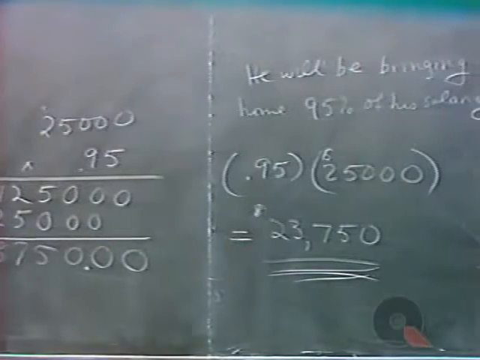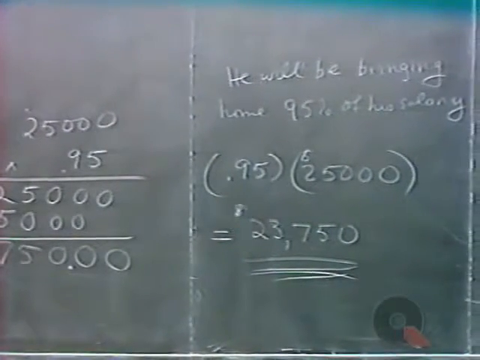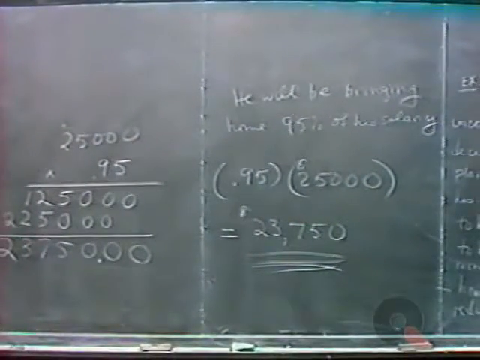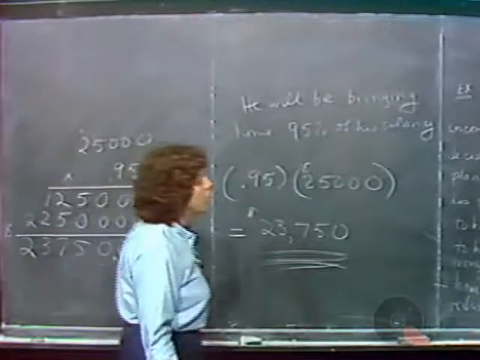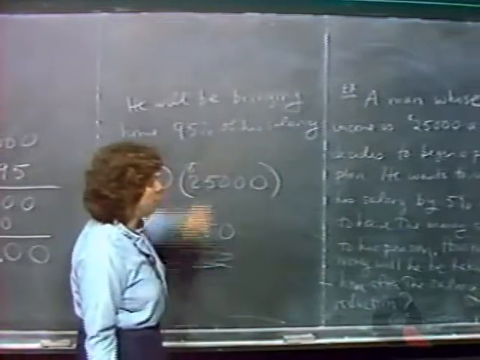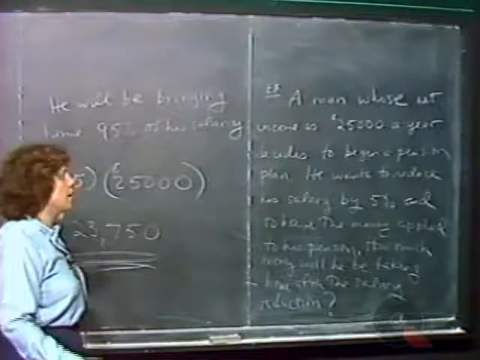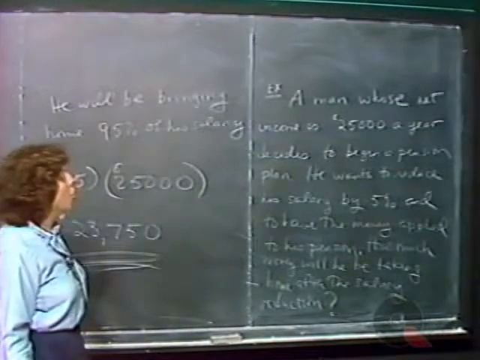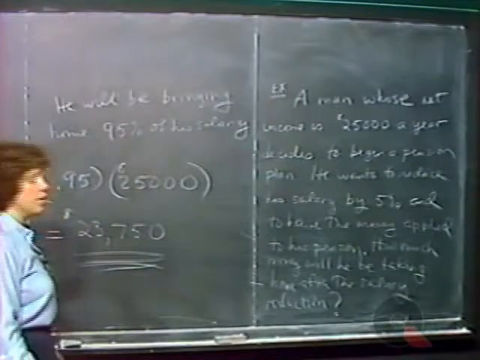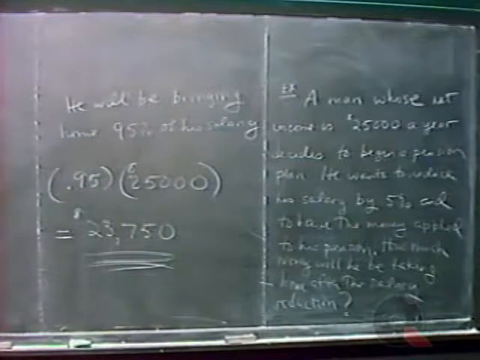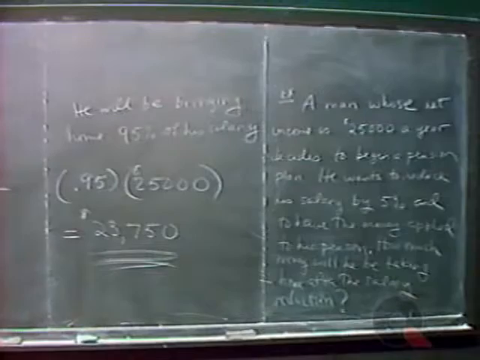Okay, be careful. If they ask what is his salary, how much is he contributing to his pension plan, then you would have to compute 5% of his salary. If they say how much is he taking home, $25,000 less 5% of his salary, or 95% of his salary, $23,750. And that brings us to the end of this tape.